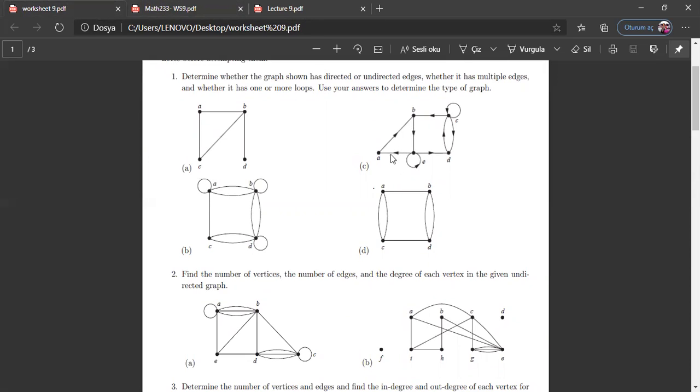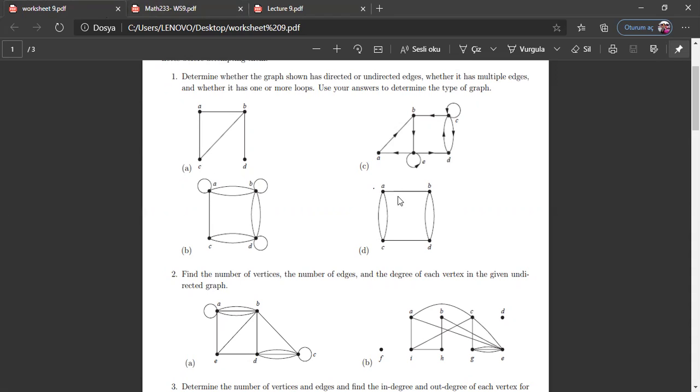For C, here we see all edges are directed, so it is directed. And what about multiple edges? For example, between C and D there is more than one edge, because we see this and this. So it has multiple edges. And of course there are loops. For example, for E and C there are two loops, so it has loops.